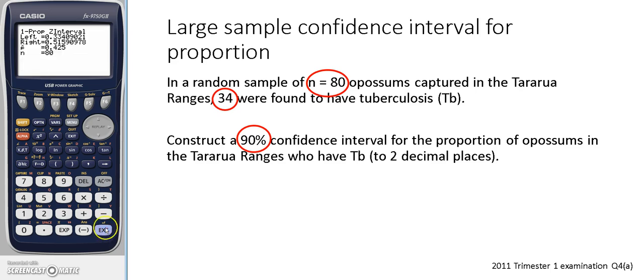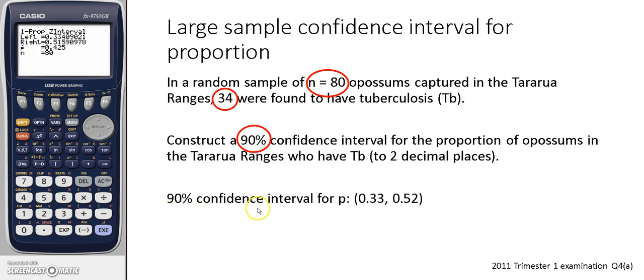We click on Execute, and this gives us the left and right bounds for proportion, as well as the point estimate for the proportion, which is calculated by dividing 34 by 80, the number in our sample, which we entered as 80. To report this confidence interval, we can write the 90% confidence interval for proportion goes from 0.33 to 0.52. This value of 0.33 comes from the left bound here and is rounded to 2 decimal places. And if we round the right bound here to 2 decimal places, we get 0.52, which is this value here.